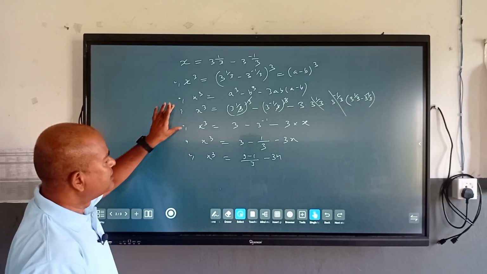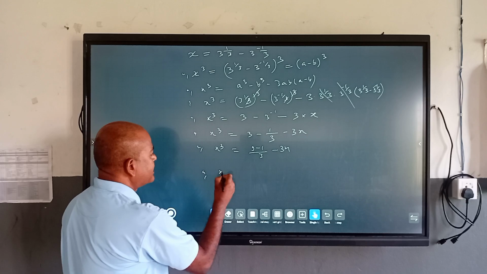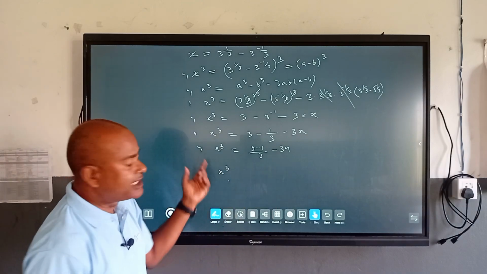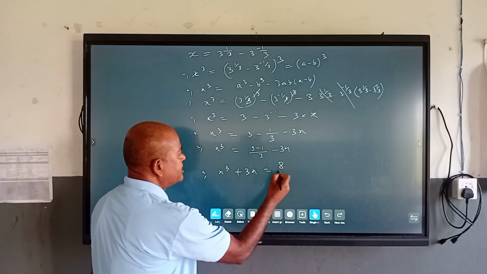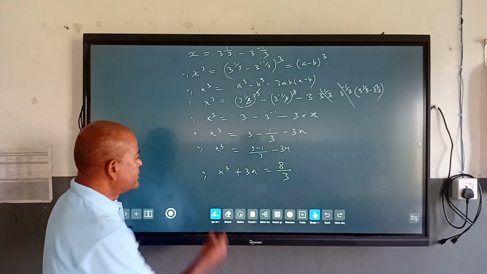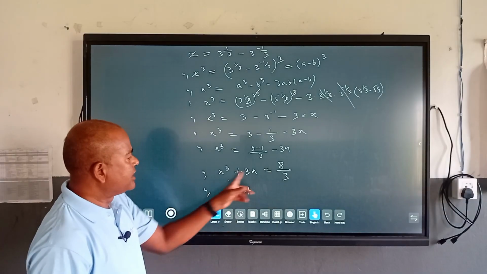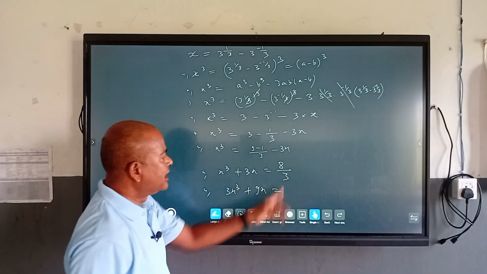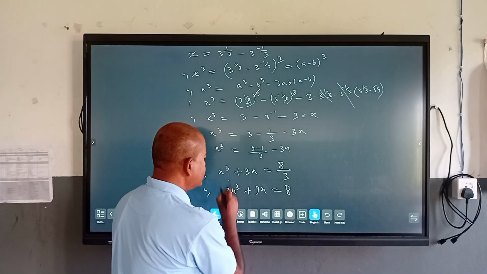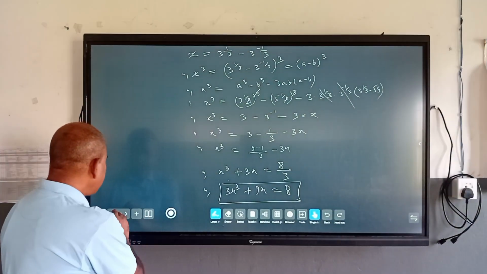Dear students, now we can write this as x cube minus 3x. Let us move this side, then we'll get plus 3x. 9 minus 1 by 3 means 8 by 3. So dear students, our solution is now 3 into x cube, 3x cube plus 3 threes are 9x equals 8. So this is the required solution of the given question.